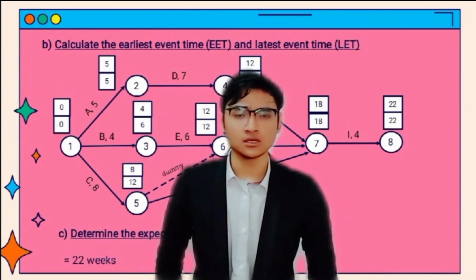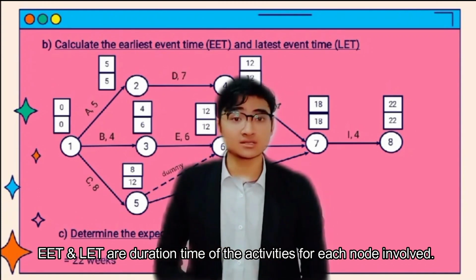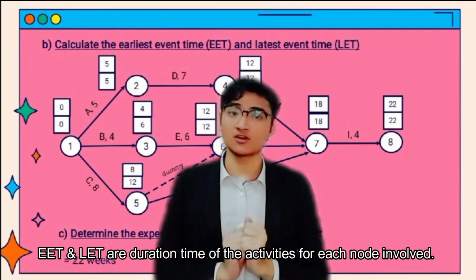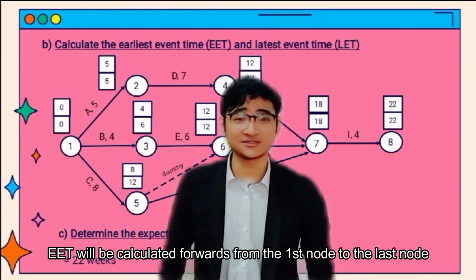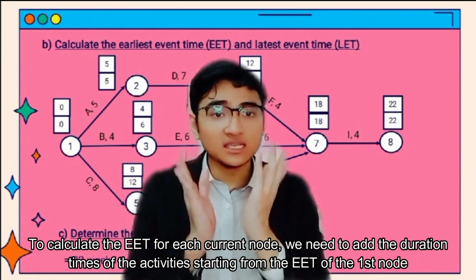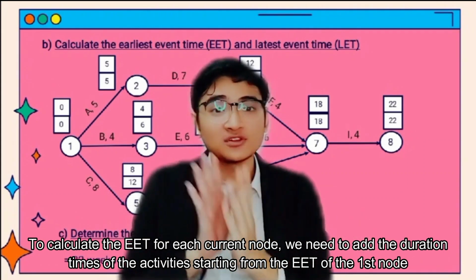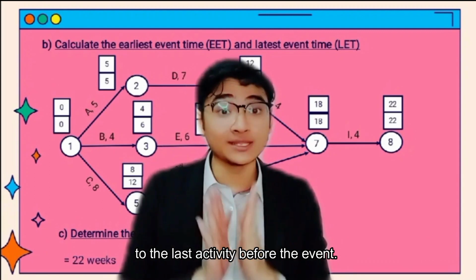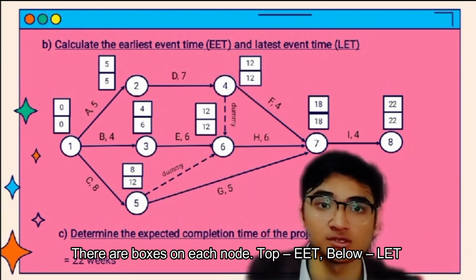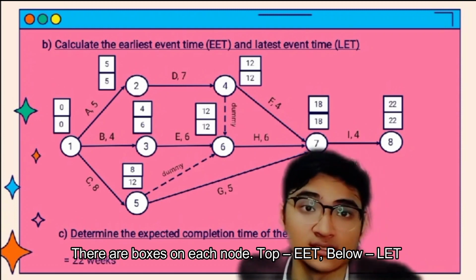Alright, question B. Calculate the EET and LET. So what is that? EET and LET are the event times of the activities for each node involved. EET is calculated forward from the first node to the last node. To calculate the EET for each current node, we add the duration of the activity to the EET of the previous node. There are boxes for each node. The top one is for the EET and the bottom one is for the LET.